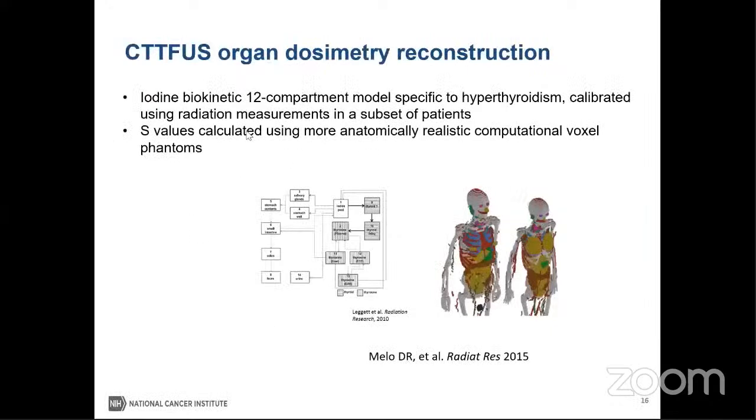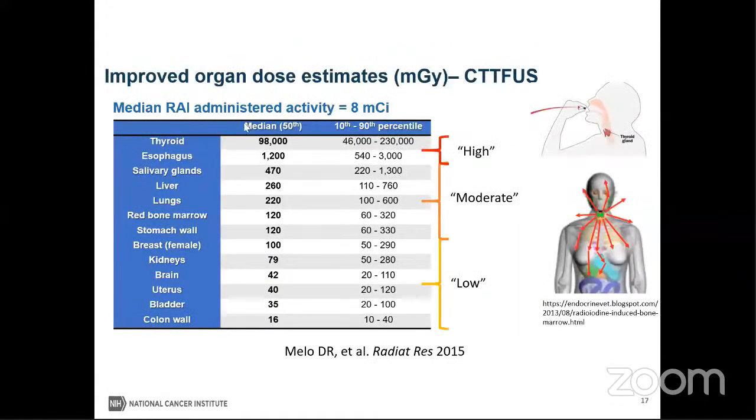So the dose reconstruction effort was a major improvement over the earlier version in the Ron paper because they used an iodine biokinetic model that was specific to patients with hyperthyroidism and calibrated using radiation measurements to a subset of the patients. They also used state-of-the-art methods for calculating doses, including the use of more anatomically realistic computational voxel phantoms. So you can read more about these methods in this earlier paper. And these were the organ tissue doses that we used in our assessment of dose response.